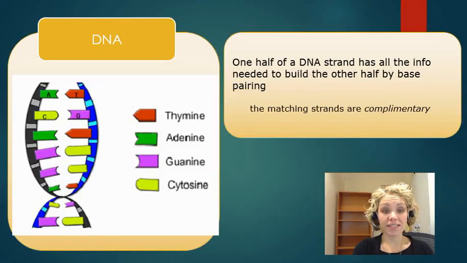In order to understand DNA replication, we should first review for a moment what DNA looks like. Remember that one half of a DNA strand has all of the information needed to build the other half. The matching strands are complementary. Remember that adenine always bonds with thymine and that cytosine always bonds with guanine.